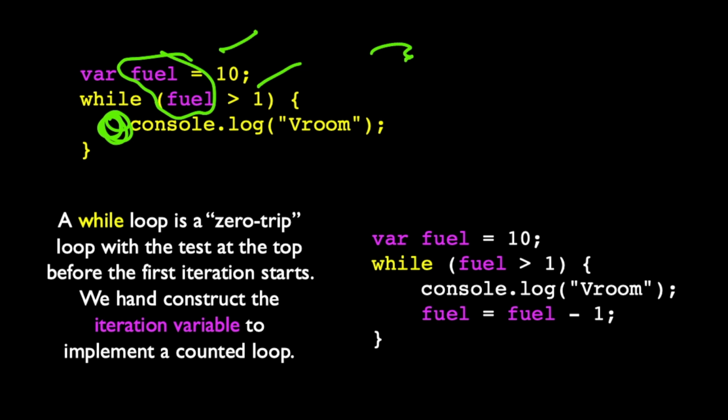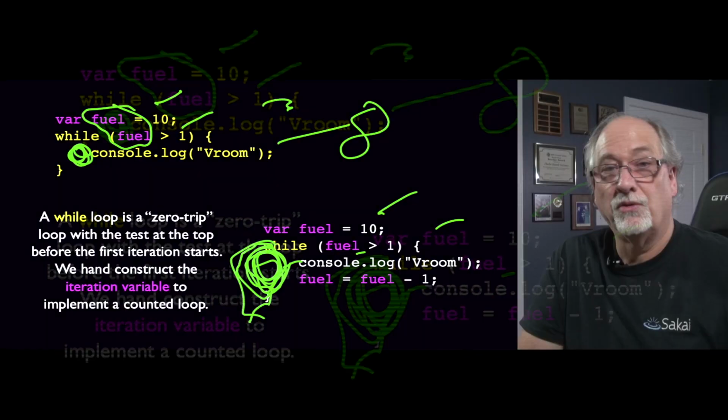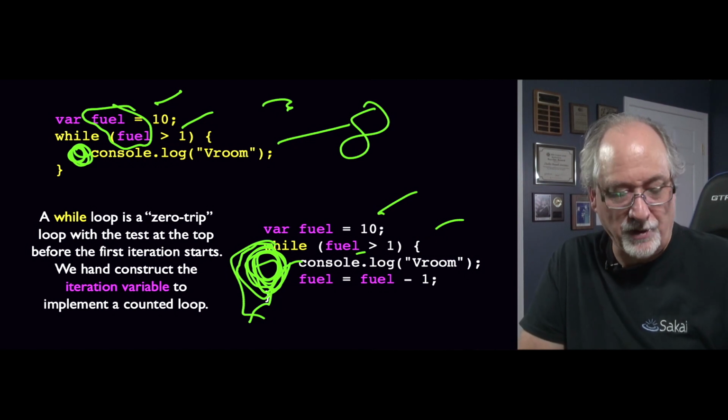And so I've done a much better job in the second one where I set fuel to 10 and I say, while fuel is greater than 1, and inside the loop I console.log vroom, and then I subtract 1, and fuel will eventually get to 0, and then it will exit the loop and finish. And so this here is an infinite loop, and this is a finite loop. While loops are always a little tricky because you've got to construct the iteration variable or make sure you know how to get out of the loop.